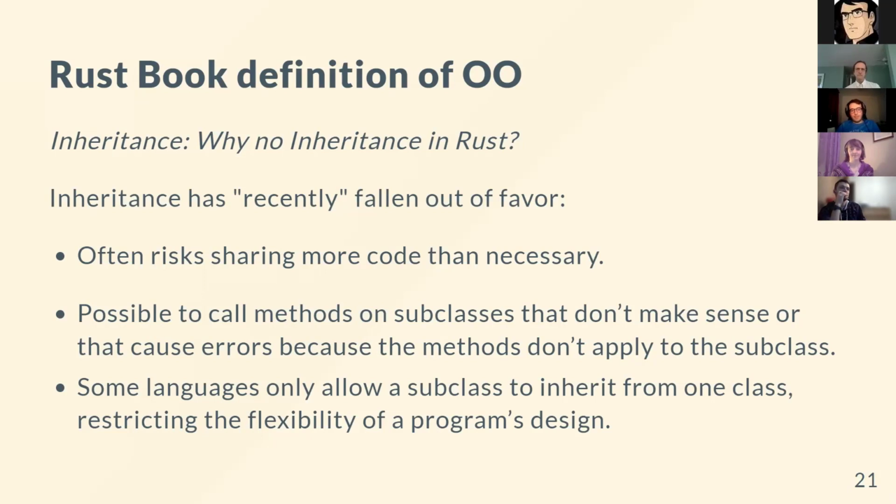So there's a belief that it often risks sharing more code than necessary. Subclasses shouldn't always share all of the characteristics of their parent class, but will do so with inheritance. It's possible to call methods on subclasses that don't make sense or can cause errors because the methods don't apply to that subclass. Again, some languages only allow a subclass to inherit from one class, which restricts the flexibility of a program's design.